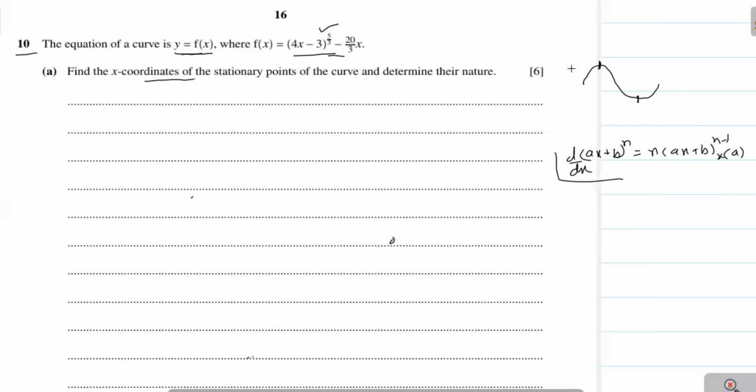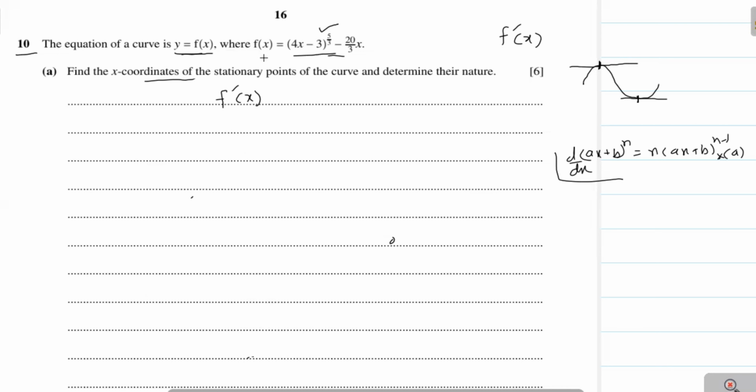At the turning points of the curve, the gradient of tangents will be zero. This is the tangent line you see here. This is parallel to the x-axis. Therefore, the gradient of tangent will be zero. To find the gradient of tangents, we will take the derivative of this curve.